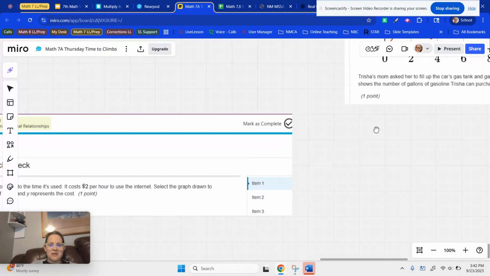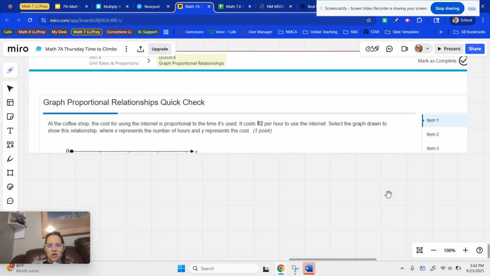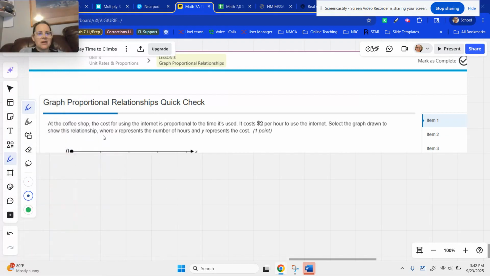All right, this is the last one I'm going to do. This is item 1 from your quick check. And in this one, I'm actually going to make a graph. All right. So here we have a coffee shop. At the coffee shop, the cost for using the internet is proportional to the time it's used. It costs $2 per hour to use the internet. Guess what that is? Select the graph drawn to show this relationship where X represents the number of hours and Y represents the cost.